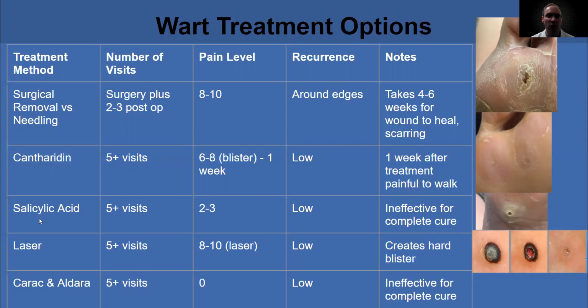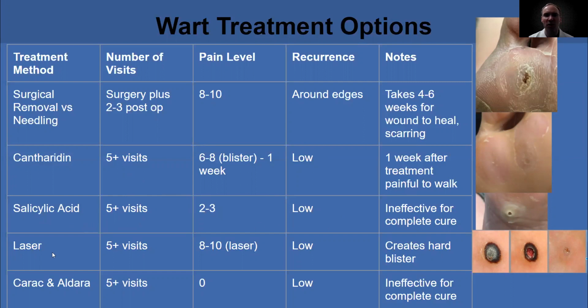Salicylic acid, there's multiple types you can buy over the counter. Patients usually start this before they come and see me. I don't ever use it as a treatment unless it's on a child. And even then, I usually use cantharidin and just have them leave it on less time. Pain's very low, but it doesn't really do much. People try that before they come and see me.